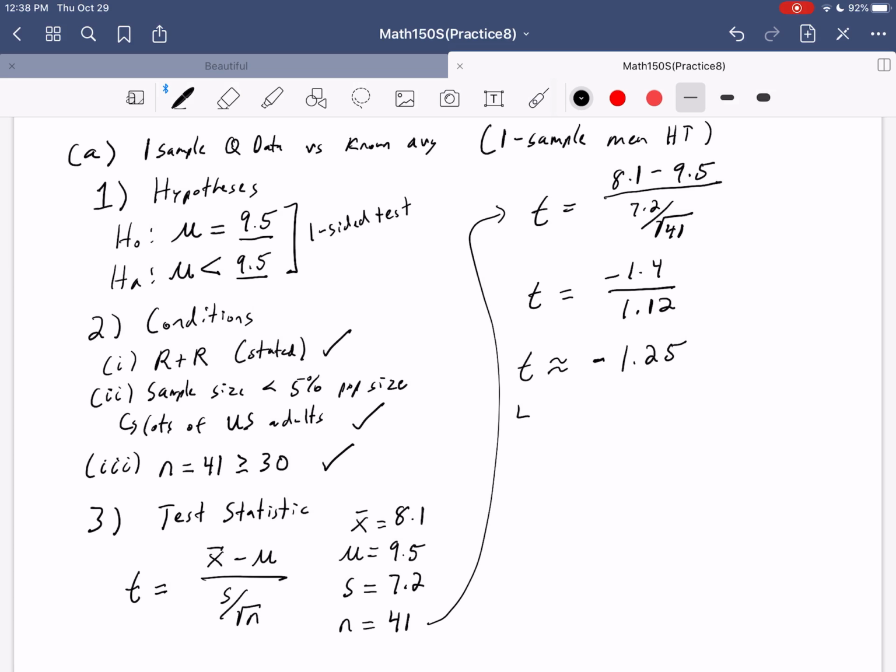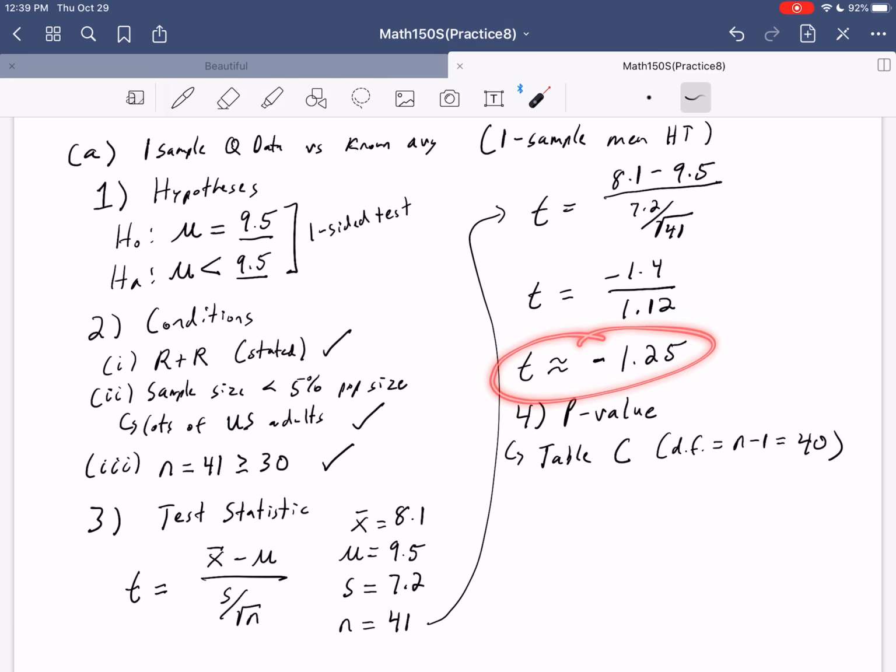All right, let's go ahead then and convert this into our p-value. So to do the p-value, we have to take the test statistic and look it up on table C. So we're going to be using table C. Remember that for table C, you need to have your degrees of freedom. The degrees of freedom here is going to be n minus 1. Our n was 41, so 41 minus 1 gives us 40 degrees of freedom. Also keep in mind, while the test statistic is negative, when we look up test statistics on table C, we always use their absolute value.